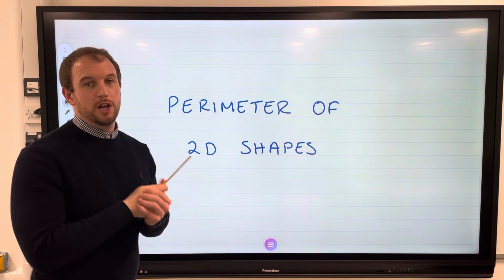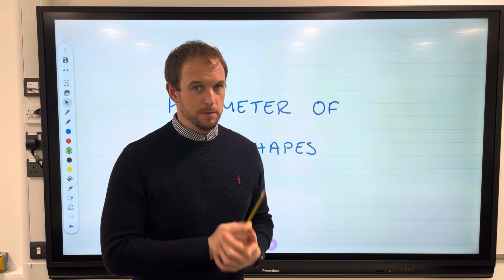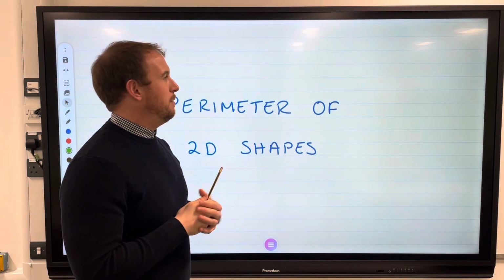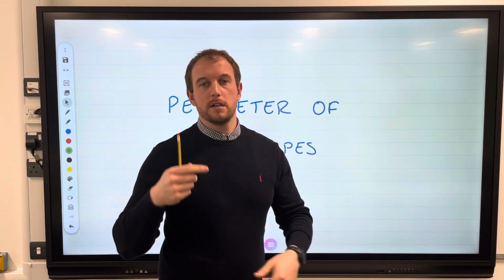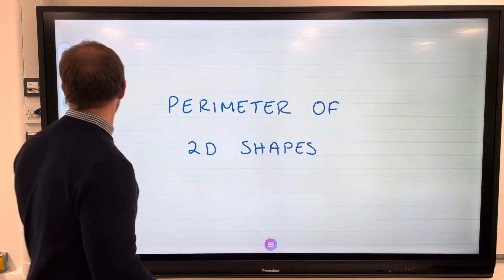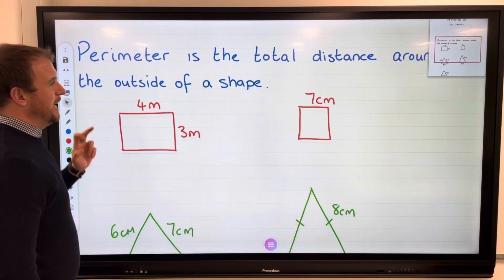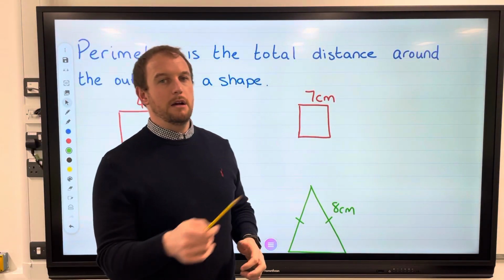Right, so today we're going to look at calculating the perimeter of 2D shapes. 2D shapes are the flat shapes. You'll see I will concentrate on rectangles, squares, and different types of triangles, with all the same principle for all of the shapes, really. So the perimeter is the total distance around the outside of a shape.